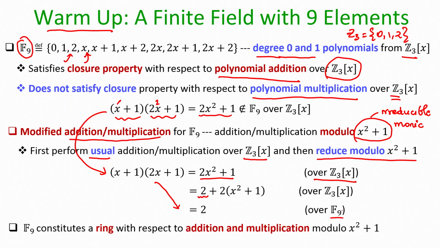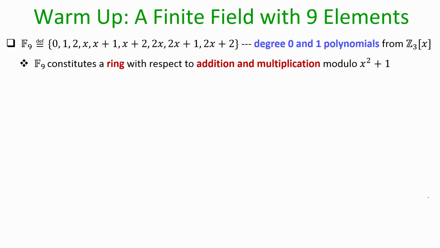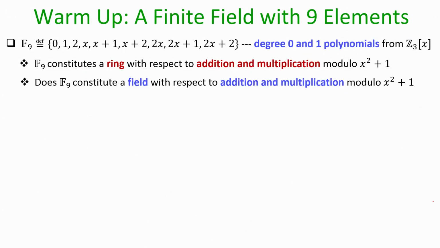Okay. So, it turns out that with respect to the modified addition and multiplication operation, namely addition and multiplication modulo this irreducible polynomial, the collection F9 satisfies the ring axioms. Now, I would be interested to check whether this collection F9 indeed satisfies the axioms of a field as well, with respect to the addition and multiplication operation modulo this irreducible polynomial.